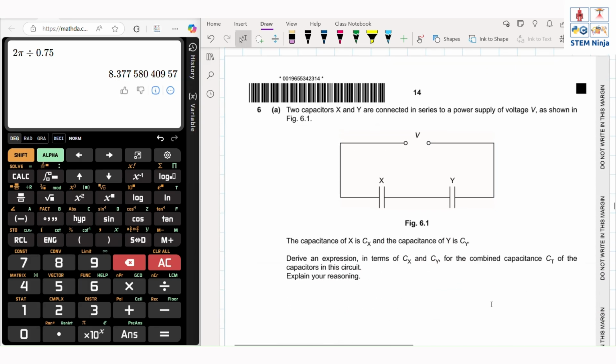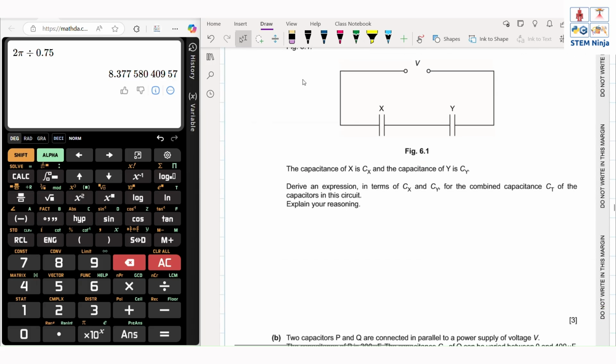All right. Two capacitors X and Y are connected in series to a power supply of voltage V as shown in this. Capacitance of X is Cx, capacitance of Y is Cy. Derive an expression in terms of Cx and Cy for the combined capacitance Ct of the capacitors in the circuit. Explain your reasoning. So we have to derive it.